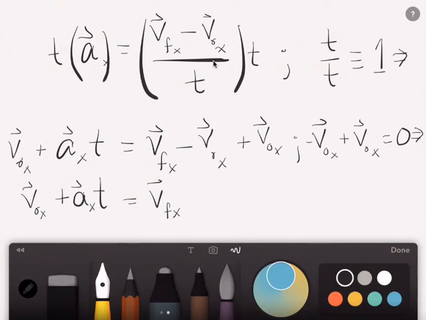Now, we don't typically write what we're looking for on the right-hand side. We write what we're looking for on the left-hand side, and we write what we know on the right-hand side, okay? So, therefore, we can write v final in the x direction equals the initial velocity in the x direction plus the product of the constant acceleration in the x direction and time. This is going to be equation number 5.